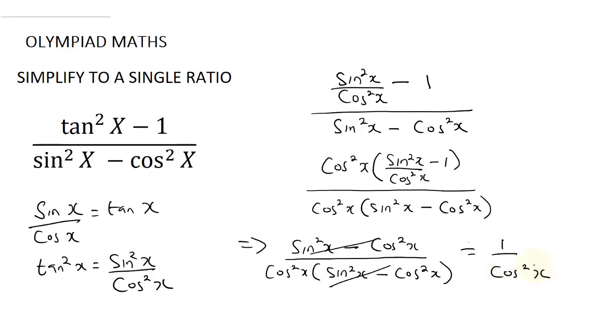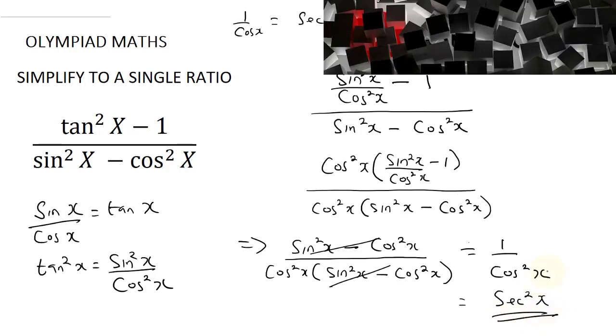Now also, I want you to know from your trig identity, when you have 1 over cos x, it's called sec x. So now, if we have 1 over cos squared x, this is the same thing as sec squared x. And that's our final answer.